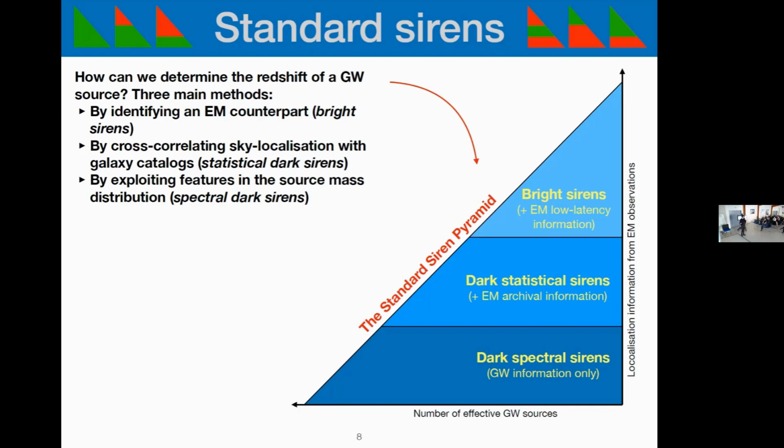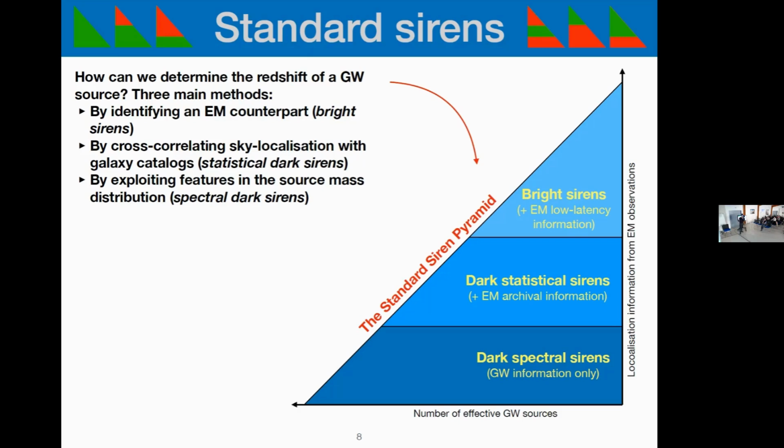There are three main methodologies that we can use nowadays, and they are nicely summarized in what is called the standard siren pyramid. Standard sirens is a terminology equivalent to standard candles, because gravitational waves are distance indicators, so we call them standard sirens, by analogy between light and sound. The standard siren pyramid works like this: on the x-axis, you have the number of effective gravitational wave sources you can see, and on the y-axis, the information that you use to localize your gravitational wave sources.